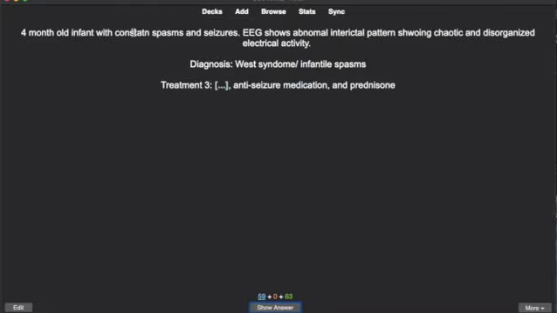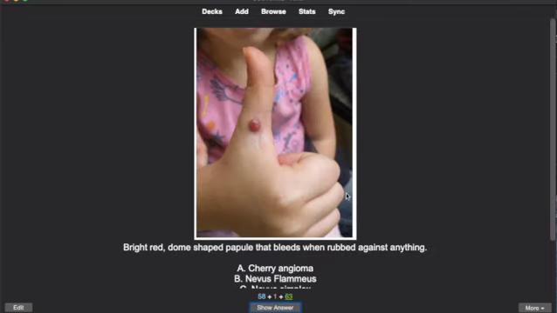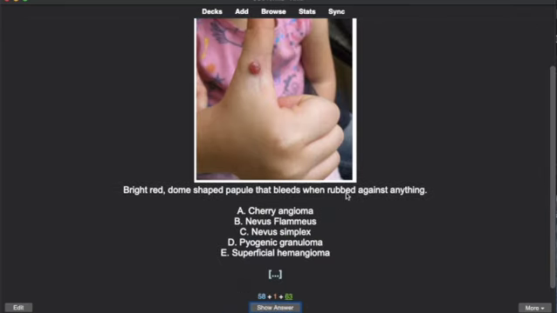4-month-old with constant spasms and seizures. Okay, so definitely misspelled. Can't judge. ECG shows abnormal pattern, electroactivity. West syndrome. Infantile spasms. Treatment. Oh, this one's weird. You give them ADH. I just thought that was weird with this condition. ACTH. So I got that wrong. It's not ADH. It's one of those hypothalamic hormones.